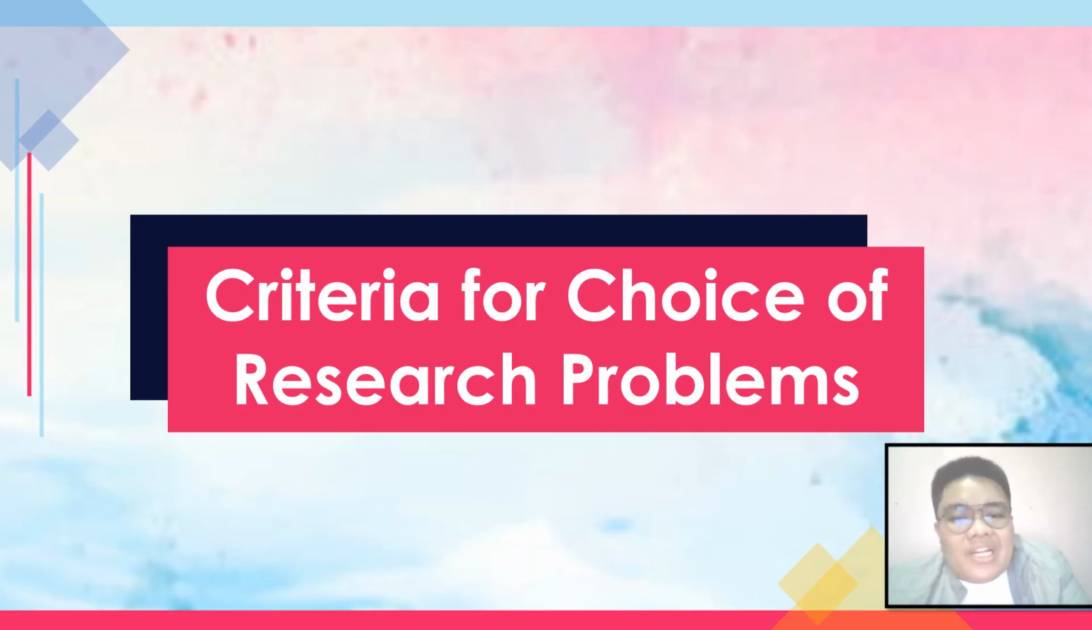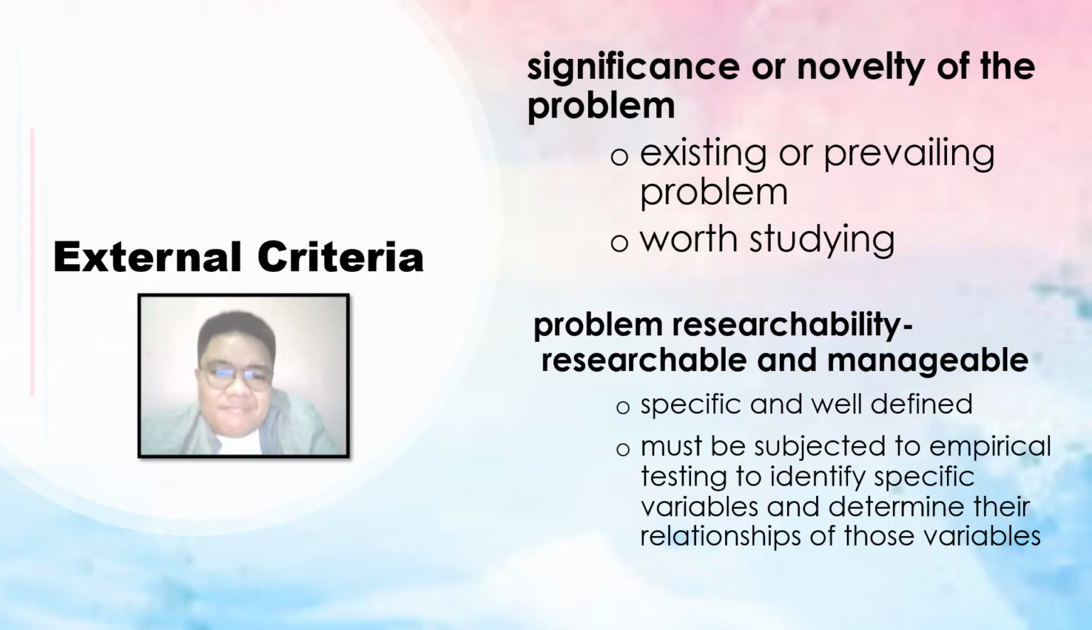So, what is our criteria for choosing the research problem? I said there are a lot of research problems. Why does your proposal get approved? Why does a proposal get denied? What's our basis for that? One, you have your external criteria. Later on, we'll have the internal criteria.